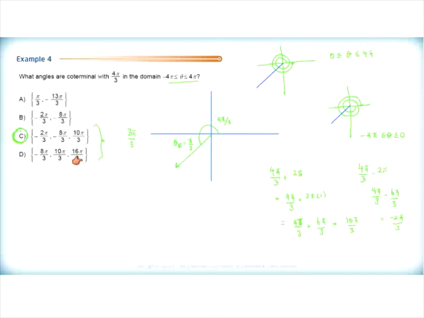Of course, we can find the other one as well. If we continue to rotate, I can subtract 2 pi twice, and I should get the third answer, sorry. 4 pi over 3 subtract 2 pi times 2, and I get 4 pi over 3 subtract 4 pi, which is 4 pi over 3 subtract 12 pi over 3, which will give me negative 8 pi over 3. And again, there is my third answer. So these are the 3 angles that are coterminal with 4 pi over 3.